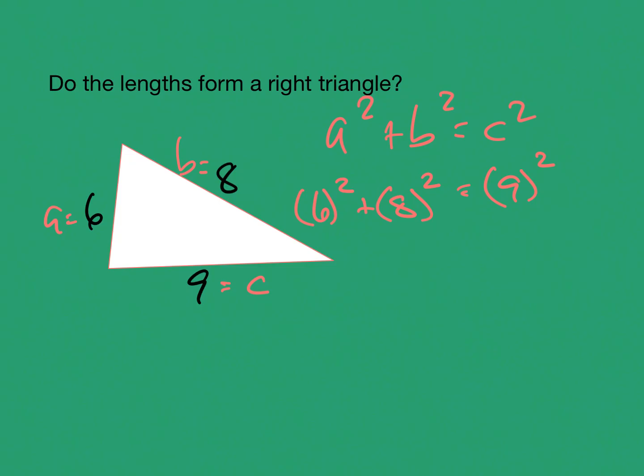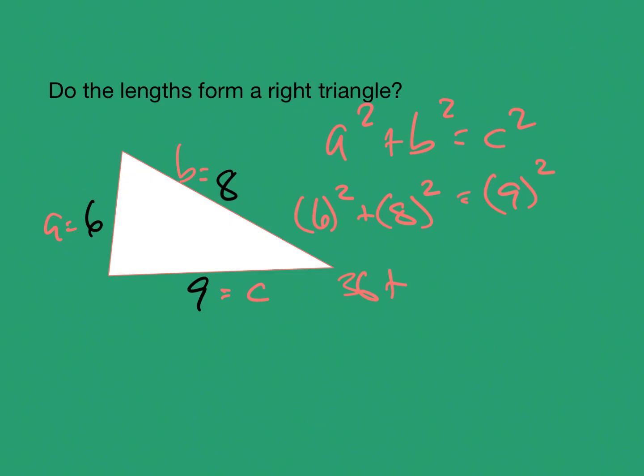Guys, once you do that, we're going to square all these numbers. What is 6 squared? 36. 8 squared? 64. Equals 9 squared? 81. Like a big guy.